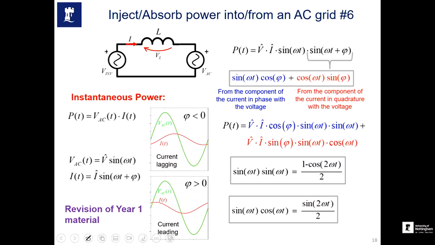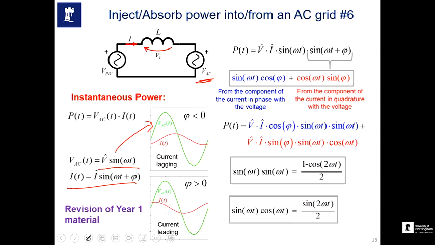Okay, so let's assume this VAC, which is our grid voltage. Of course, it's a sinusoidal signal, so we assume the signal to be V sine omega t, which is shown in this green sinusoidal waveform. As you can see, it's omega t, so the phase angle is 0. Now the current that's flowing into the grid according to this direction, we assume it to be I sine omega t plus phi. So depending on the value of phi, the current can be considered lagging or leading.